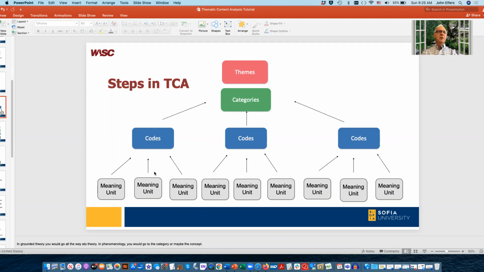Then I take those meaning units and I begin to organize them with labels. I put labels on them or codes, and then I begin to organize the codes. So maybe I put these three meaning units. They all have the same label because they're referring to the same thing. Once all the coding is done, I begin to organize the codes into categories. Categories are descriptive labels. And then ultimately we take that to themes. Themes tend to be a little more interpretive, whereas categories are more descriptive. That's a way to think about them.